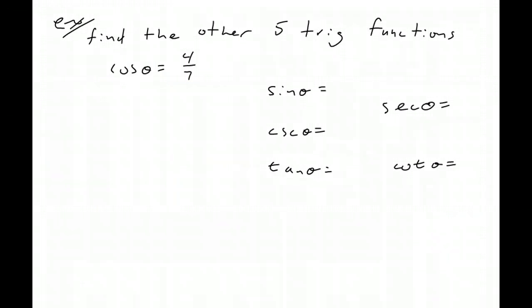For our first example, we're given cosine is 4 over 7. Well, what does that really mean? Then we have secant, if you really want to go from there. So flip it for secant. And if cosine is adjacent over hypotenuse, I don't really know what the opposite side is, but I can draw a triangle to help me figure it out.